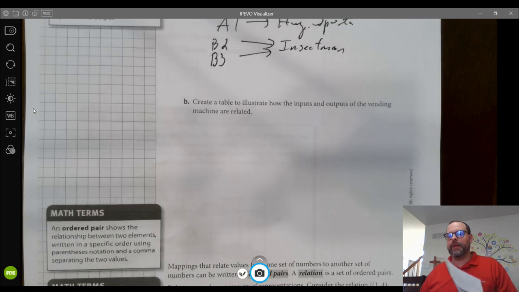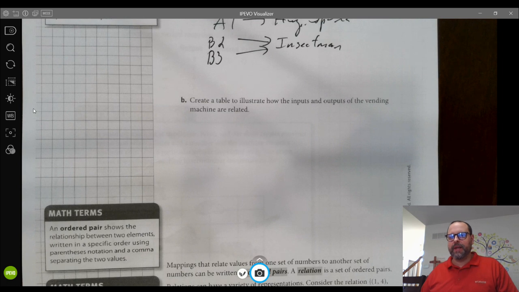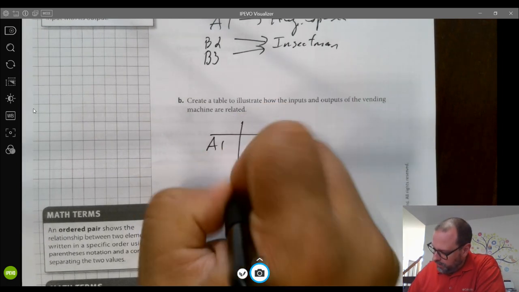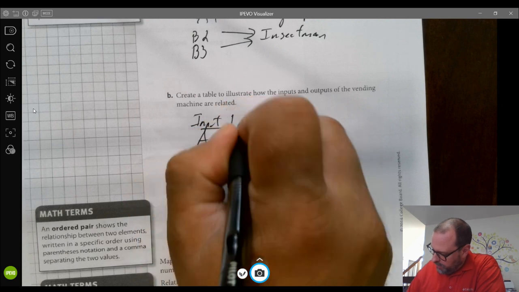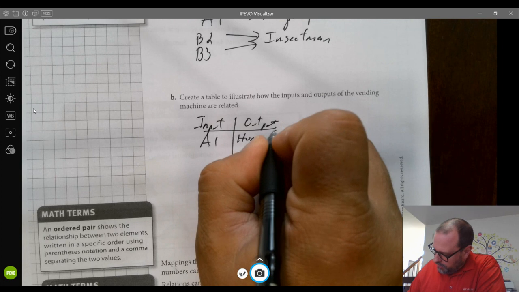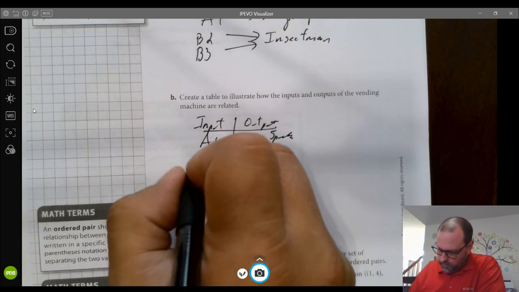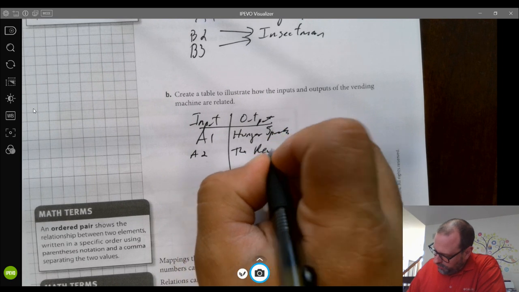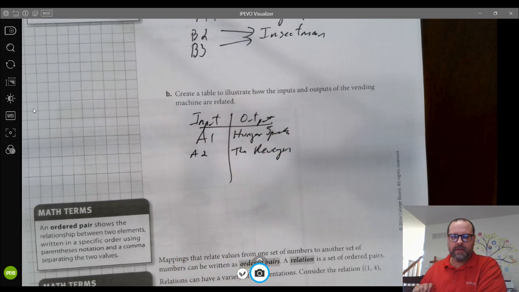What's another way we can illustrate this? Well, you could make a table. You could just go down and say, okay, A1, here's our input, here's our output. A1 has hunger sports. Go down the list. A2 has the Revengers. And you could make that table with it.